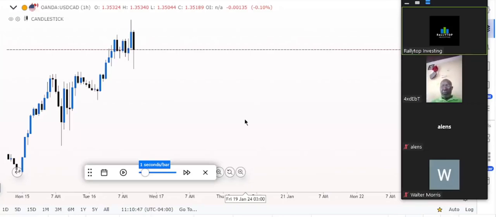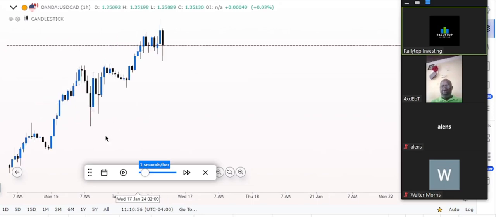I said we're going to do some backtesting today. Let's just quickly see whether we can do one or two backtests. All right, now look at the chart before you.